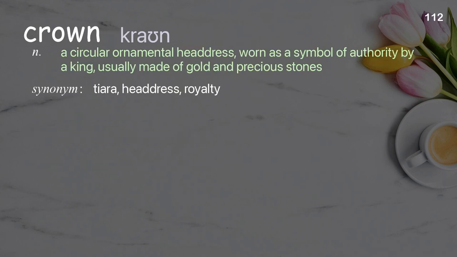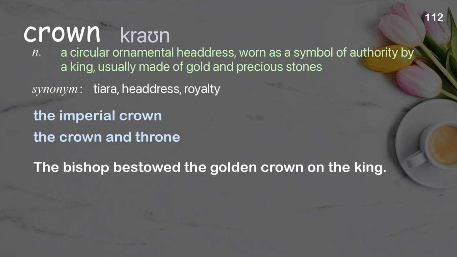Crown. A circular ornamental headdress, worn as a symbol of authority by a king, usually made of gold and precious stones. Examples: the imperial crown, the crown and throne. The bishop bestowed the golden crown on the king.